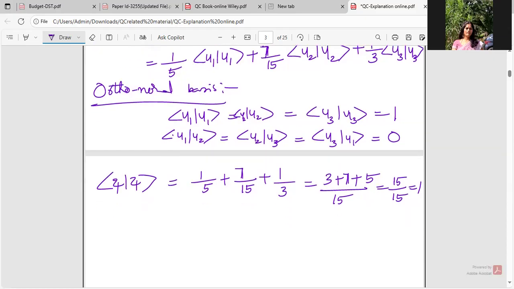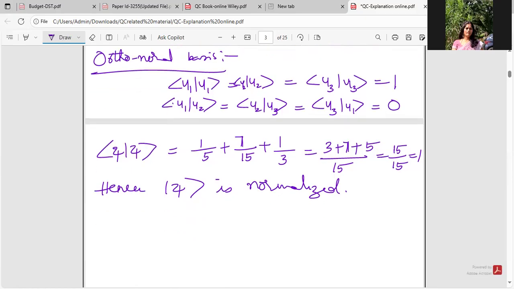What I will say is, hence, ket psi is normalized. Suppose I'm asked to find the normalized vector of the given vector, then I will just divide the vector by its norm.